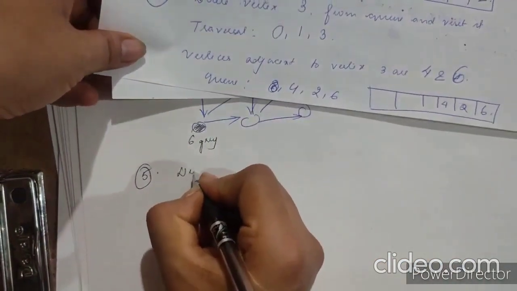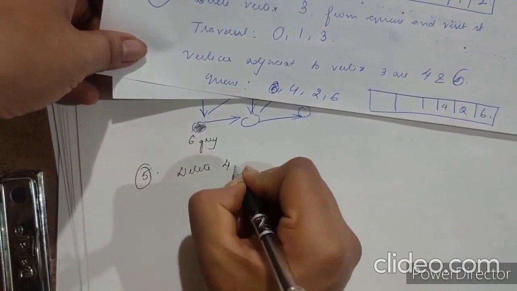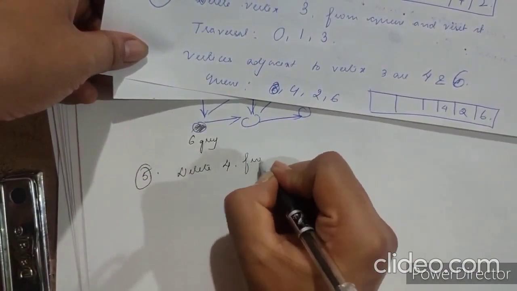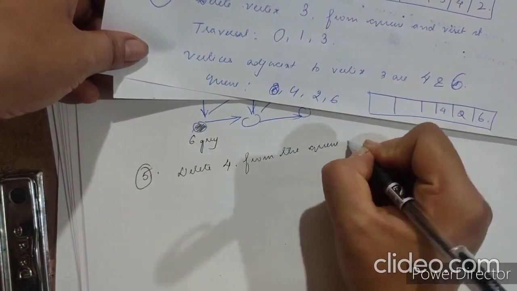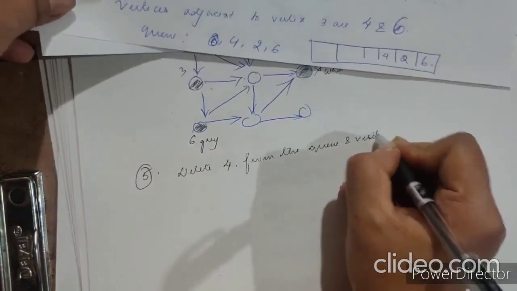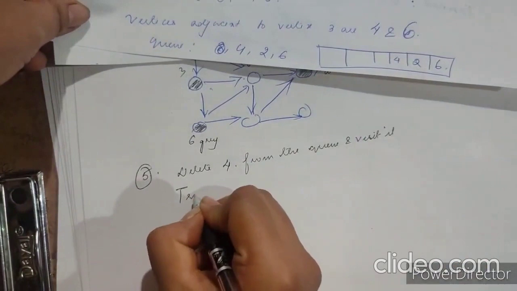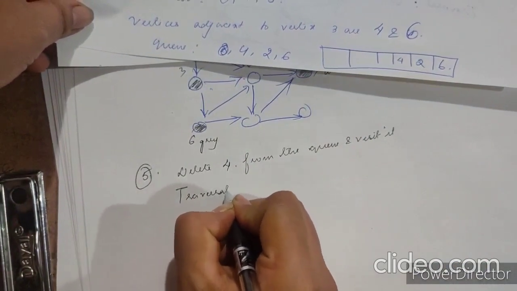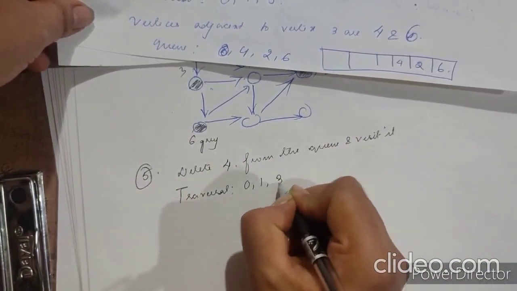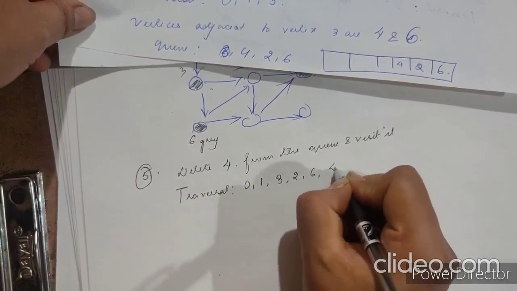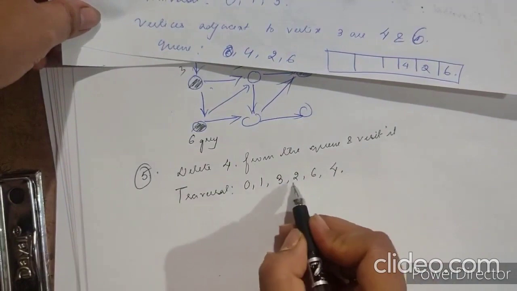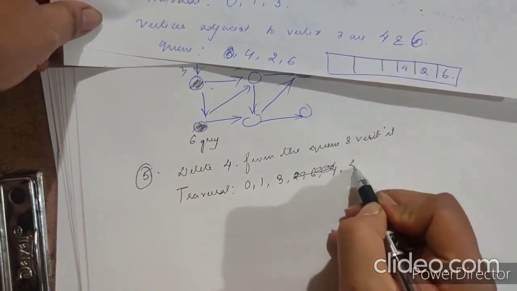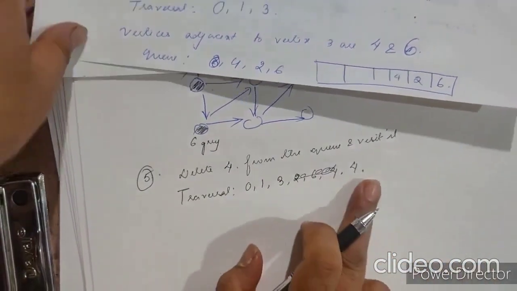Now delete 4 from the queue and visit it. So your traversal is 0, 1, 3 and 4.